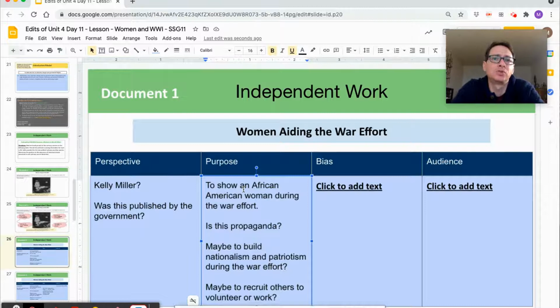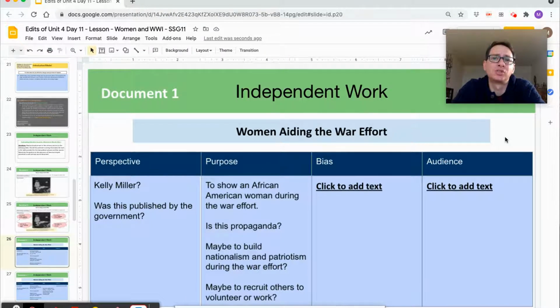Or maybe it was used as an advertisement to get others to work or volunteer. While we don't know this for certain, these are some possible options that we should be considering. Now let's think about bias.